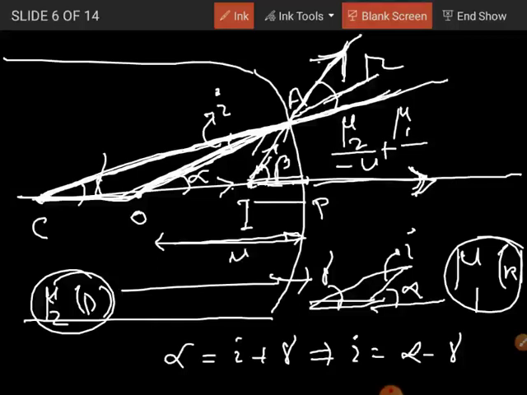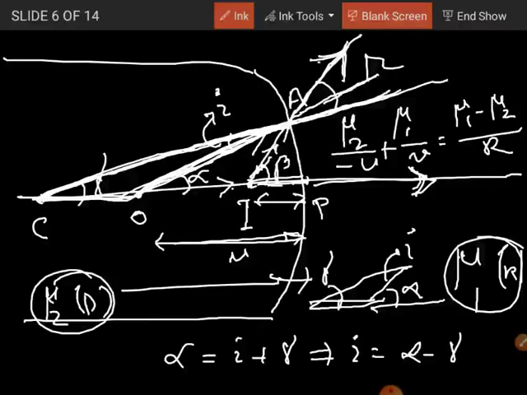Don't think that it is against the incident ray. After taking all those things, sign convention and all, it will be coming only what? This will be V. This will be equal to what? Your mu1 minus mu2 divided by R. That will be the formula for this type of refraction, from denser to rarer, convex toward the rarer medium, forming what? Virtual image. Got it?